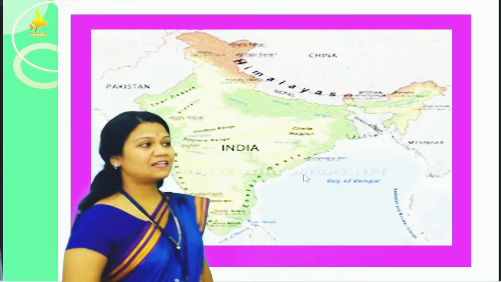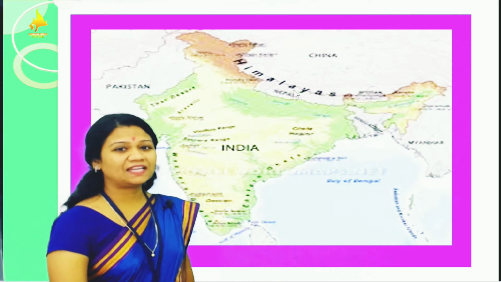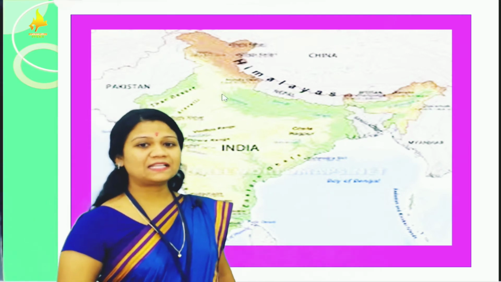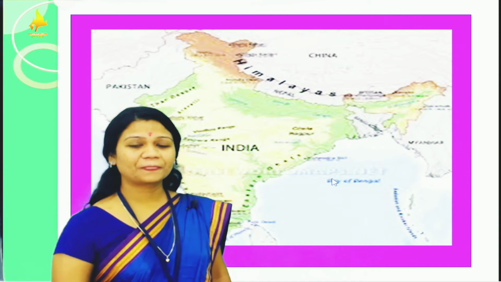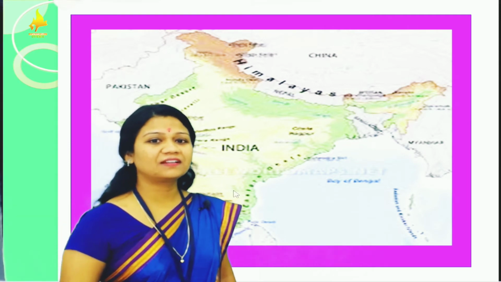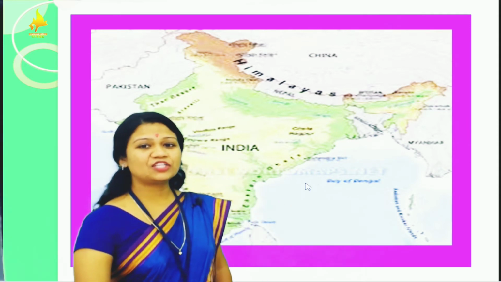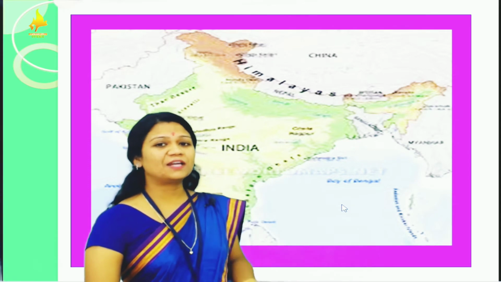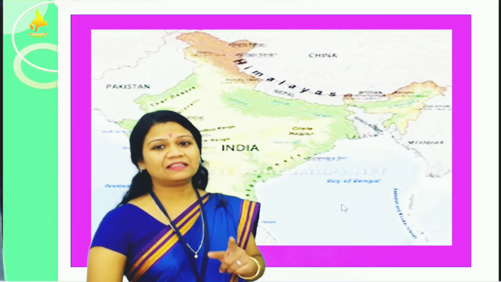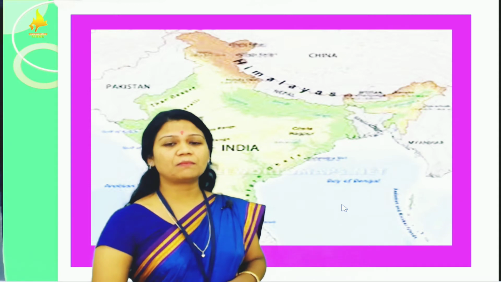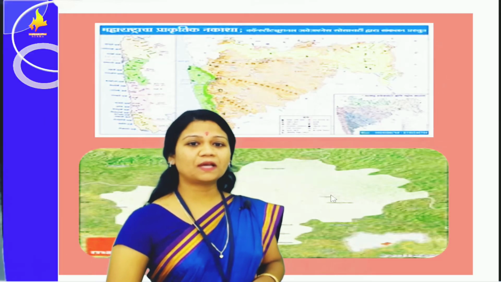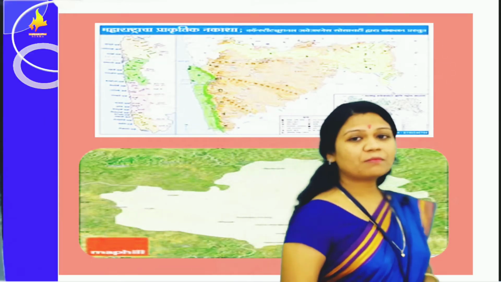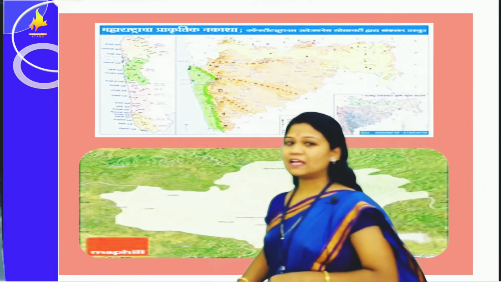This is a beautiful map of India's physical features: Himalayan ranges, deserts, each and everything, the Deccan part, eastern and western coastlines, each and everything is mentioned here. Easily we can understand because of this type of map, and this is a physical map of India. One more map which represents Maharashtra, Latur district.